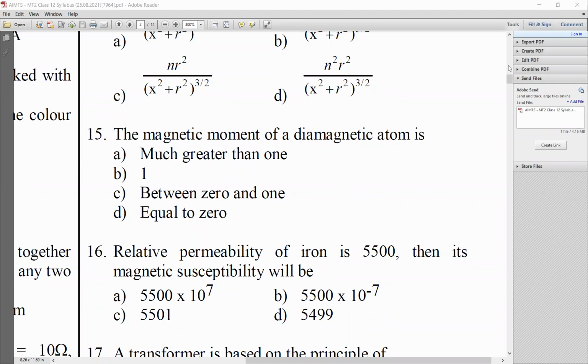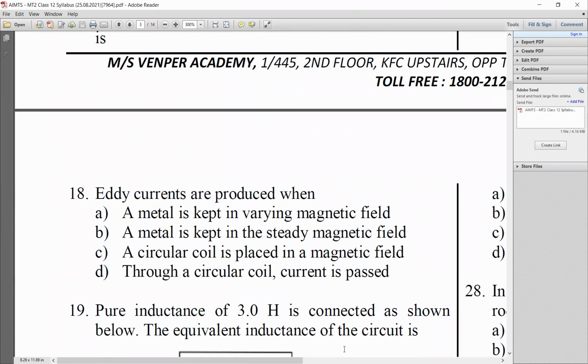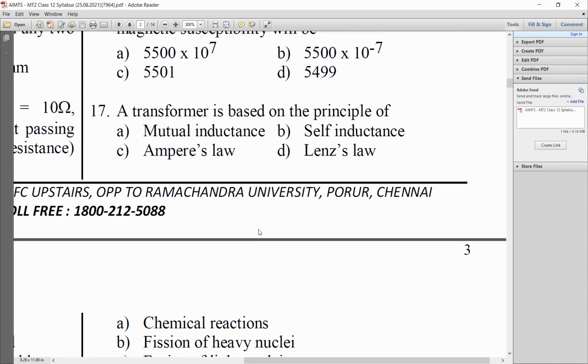Coming to question number 17. Transformer is based on the principle of mutual induction, right? There are two coils, primary coil and secondary coil. So current changes in the primary coil, due to which flux changes in the primary coil. The same flux, the same magnetic field is passing through the secondary coil. So flux will also change there. So it is based on mutual induction.